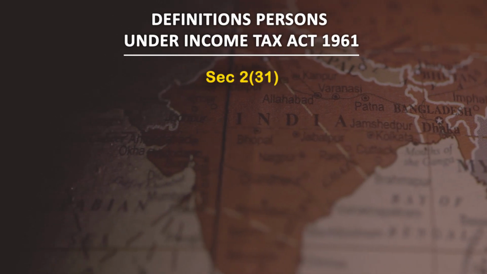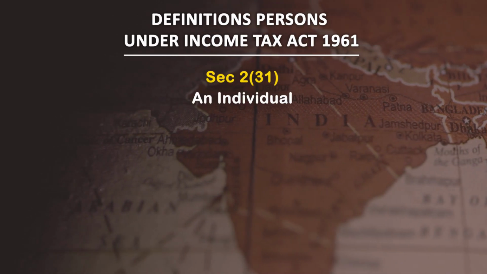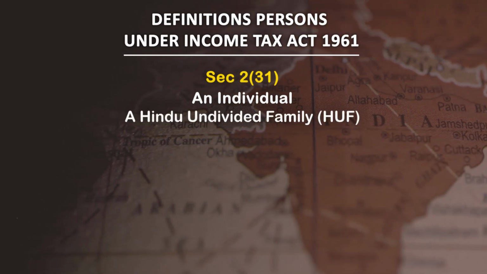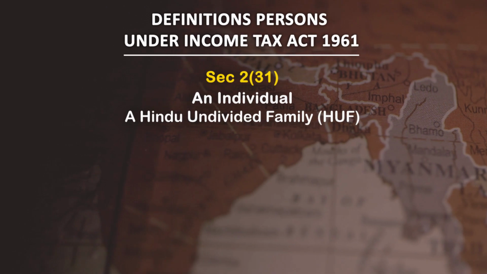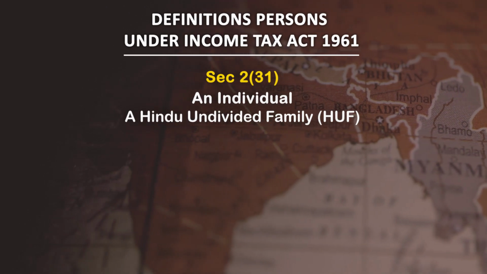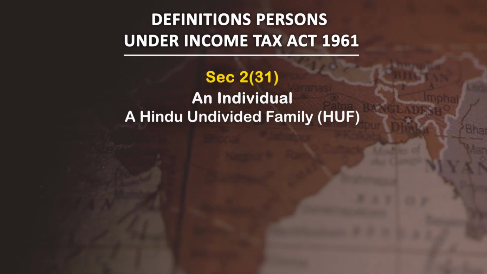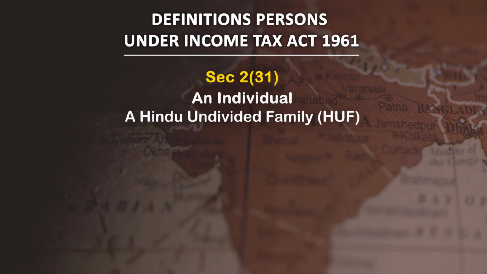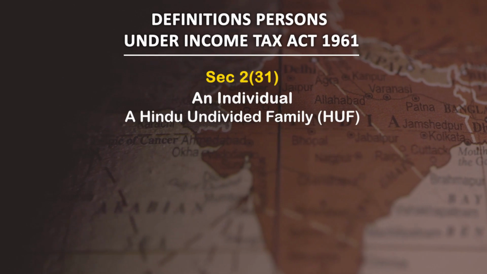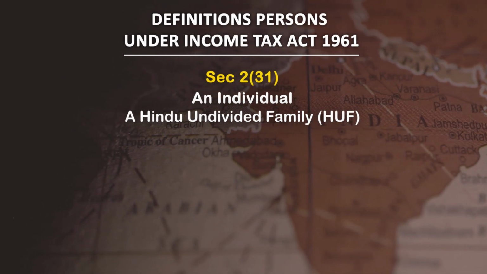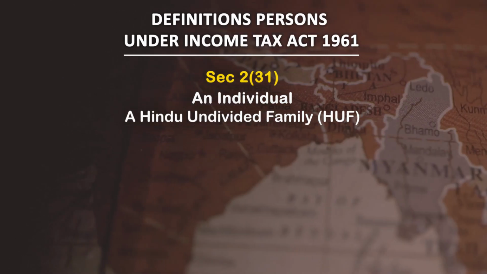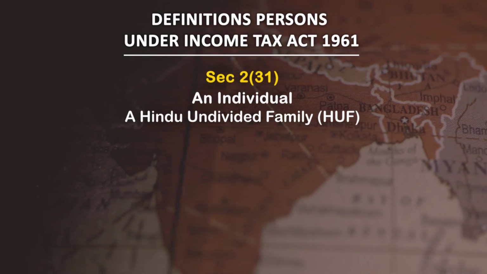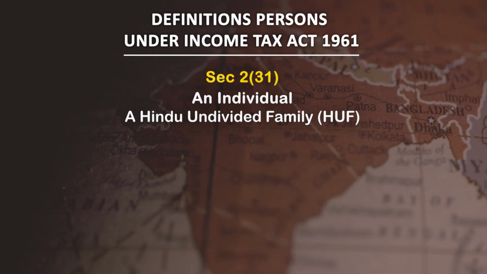It includes an individual, which normally is what we are here, and a Hindu undivided family, HUF. HUF is a special entity created by Hindu law where the head of the family is known as Karta and the other members are co-parceners. So, Hindu undivided family is an entity under the Income Tax Act, and an income tax file can be maintained in the name of a Hindu undivided family.